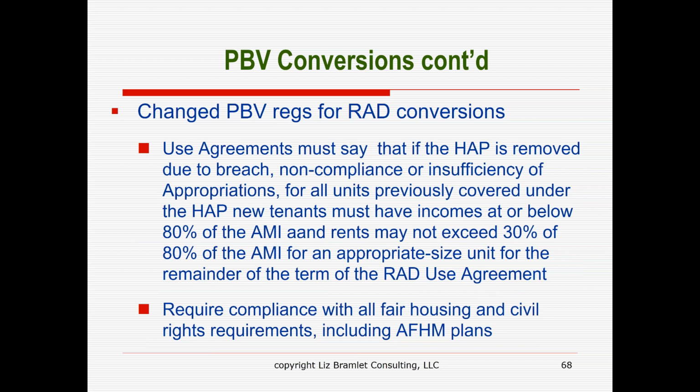Now, use agreements must say that if the HAP is removed due to breach, non-compliance, or insufficiency of appropriations, so it's either that the landlord has done something wrong or Congress has done something wrong, then for all units previously covered under the HAP, new tenants must have incomes at or below 80% of the AMI, and rents may not exceed 30% of 80% of the AMI for the appropriate size unit for the remainder of the term of the RAD use agreement. And it certainly requires compliance with all fair housing and civil rights requirements, including marketing under a federal affirmative fair housing marketing plan.